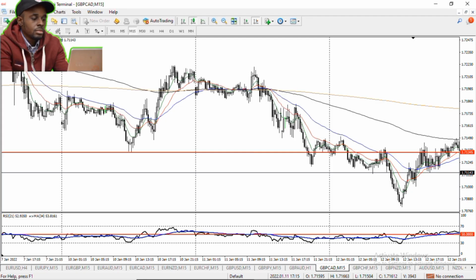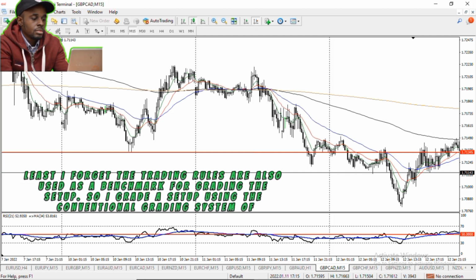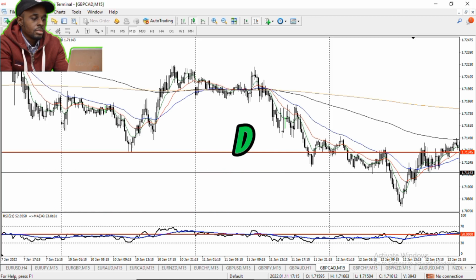My first trade was on the pound Canadian dollar pair on January 12th. Now let's analyze the setup based on the rules. Lest I forget, the trading rules are also used as a benchmark for grading the setup. So I grade the setup using the conventional grading system of A, B, C, and D. I particularly like avoiding the lower-graded setups because they are low probability setups.